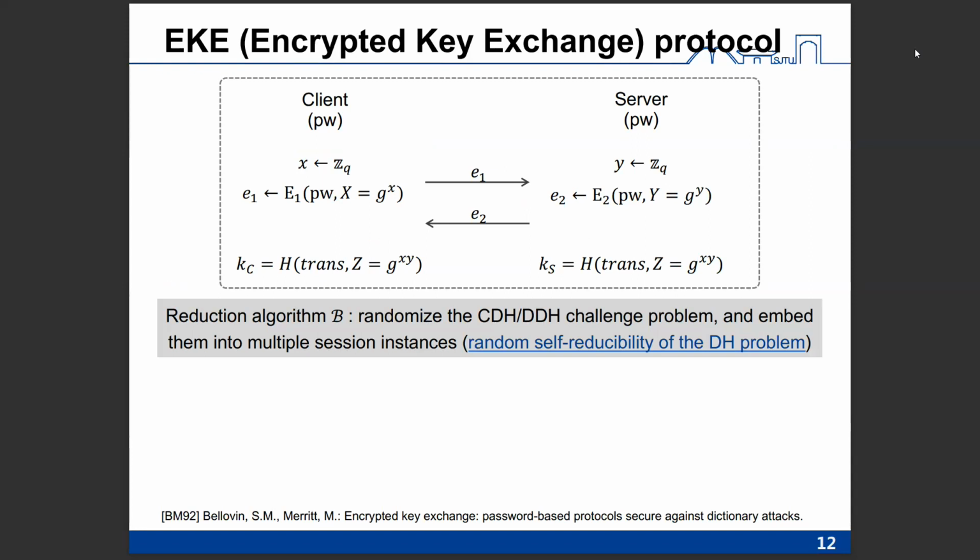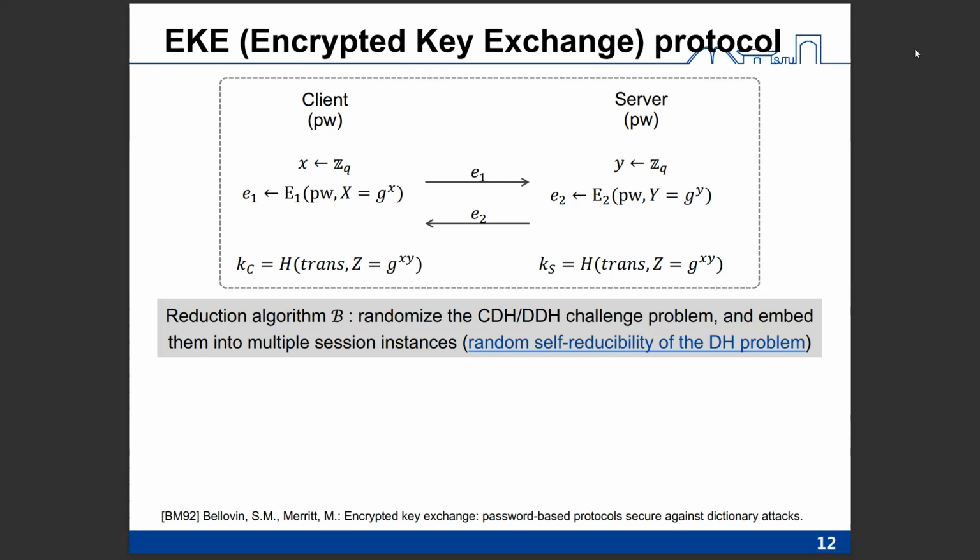The Encrypted Key Exchange protocol was proposed by Bellovin and Merritt in 1992, and I think it's the first and also the most well-known PAKE protocol in the world. As shown in this figure, it's rather simple. At a high level, it just encrypts every transcript message of a regular key exchange protocol.